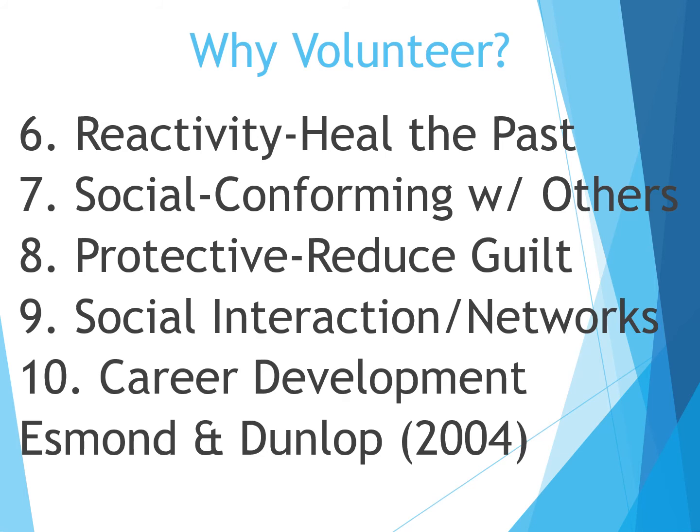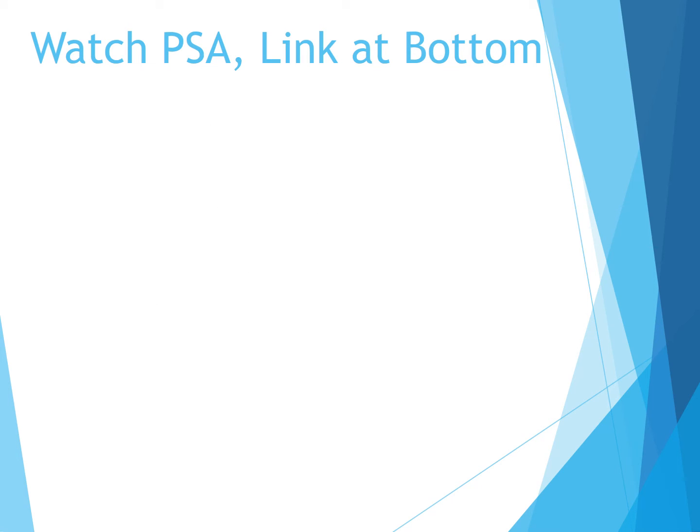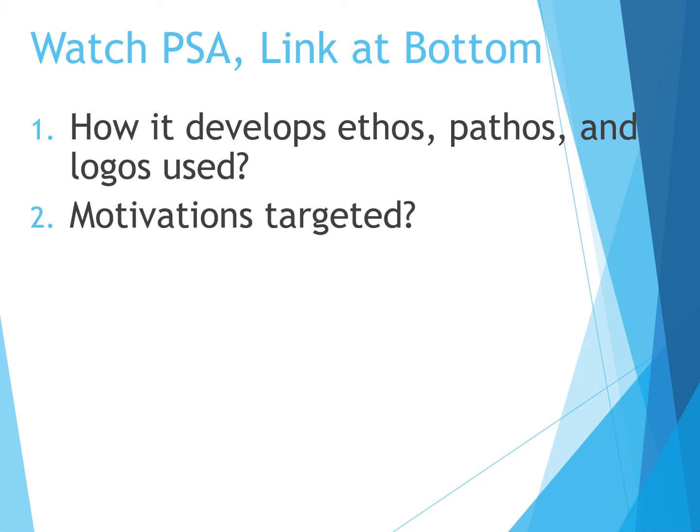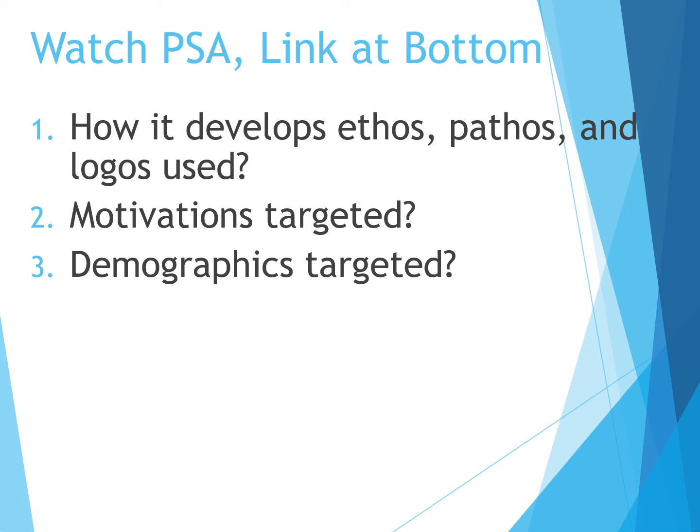In order to give you an opportunity to apply some of the ideas that we've been discussing, I have a public service announcement that I would like you all to watch, and I would like you to focus on looking for the following issues as you think they are playing out in the public service announcement. This is a PSA that was developed by the Humane Society of America, and I would like you to think about and assess how this PSA develops ethos, pathos, and logos. What types of volunteer motivations are being targeted? What types of demographic groups are being targeted based on what we see in the video?